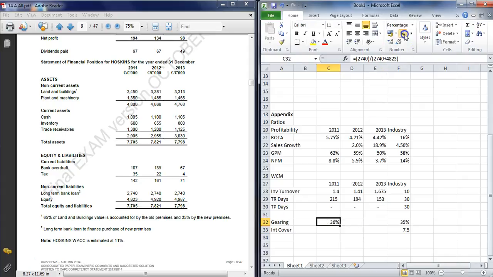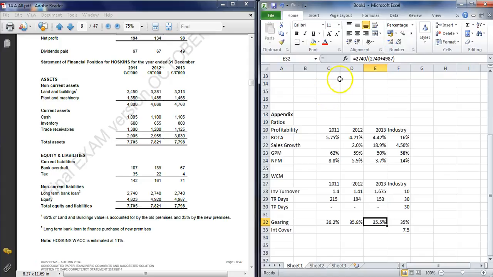That's about 36%. In 2012, it's 2740, same debt over. So again, it's marginally decreased, but nothing major. And then finally in 2013, it's still 2740 divided by 2740 plus 4987. So we can see in terms of gearing, they're very much in line with the industry average, which suggests from that perspective the debt position is suitable or is sustainable.